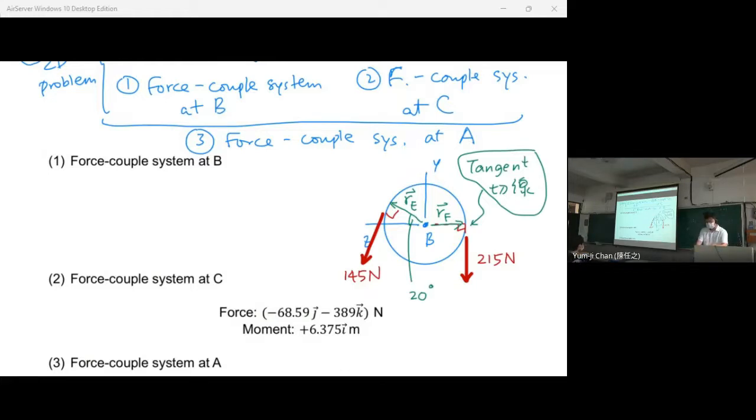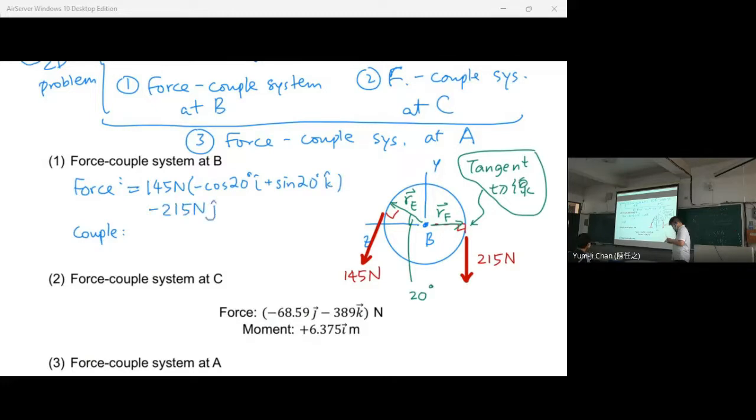Now, from here we will get the force couple system at B. So we have a force and we have a couple. For the force part, we have equal to 145 Newton, and with this one.